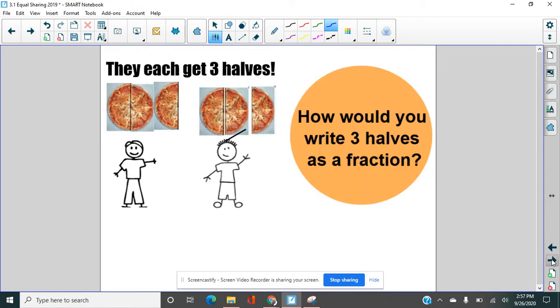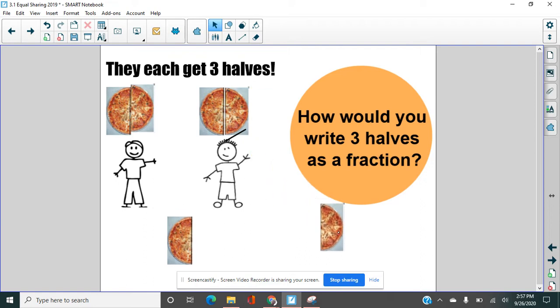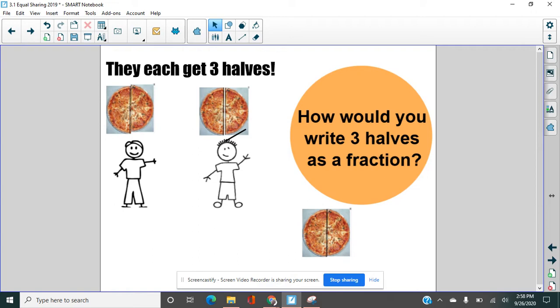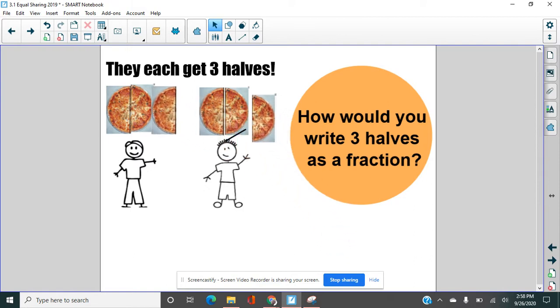But what if we divide the pizza like this? Look, see? One, two, three. So they cut each pizza in half, right? So this used to be its own pizza. Remember we said that there was a separate pizza. So they each took one. Each took one pizza, but those pizzas are represented by two halves. So now he has three halves, and he has three halves.